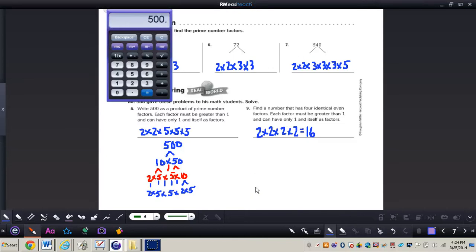Okay, so the number here is 16. The thing that we need to remember is that they're 4 even factors. So 2 times 2 times 2 times 2 does equal 16. Now understand we could use 3 times 3 times 3 times 3 and so on. But remember it has to be even. However, they do have to be prime, and 2 is actually the only even prime number, so the answer there is 16.